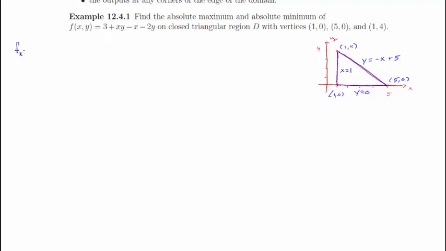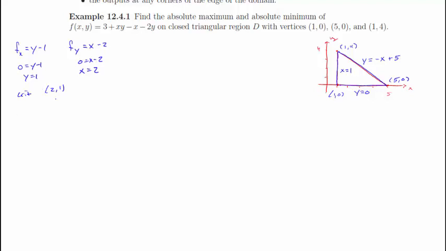So I want to find f sub x. This is equal to y minus 1. We've got f sub y, which equals x minus 2. That's nice. These aren't too bad. So if I set this equal to 0, I get y equals 1. So 0 equals y minus 1, we get y equals 1. And 0 equals x minus 2, we get x equals 2. So we have a critical point at (2, 1).